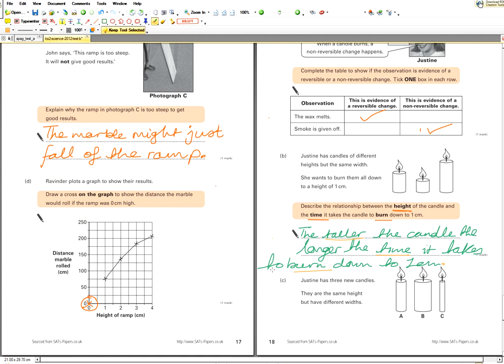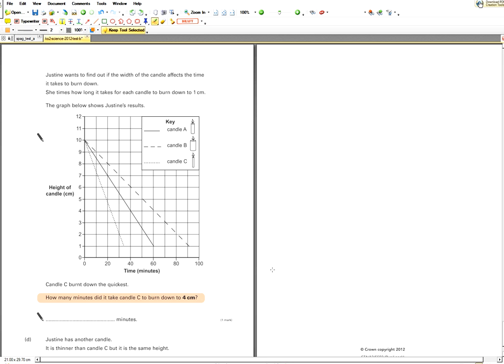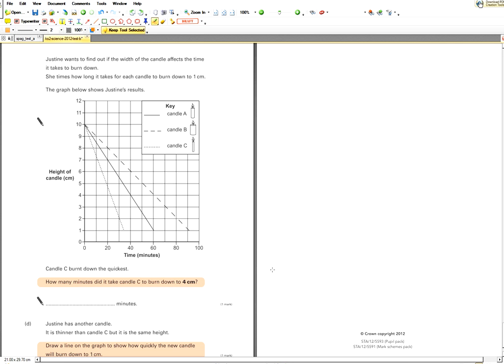Nearly finished. Last question. Justin has 3 new candles. They are the same height but have different widths. Justin wants to find out if the width of the candle affects the time it takes to burn down. She times how long it takes for each candle to burn down to 1 centimeter. Candle A is the solid line. Candle B is the dotted line with big gaps. And candle C is the dotted line with small gaps.